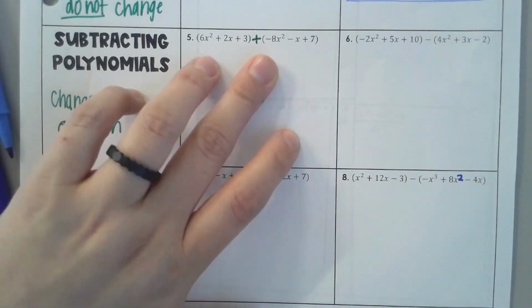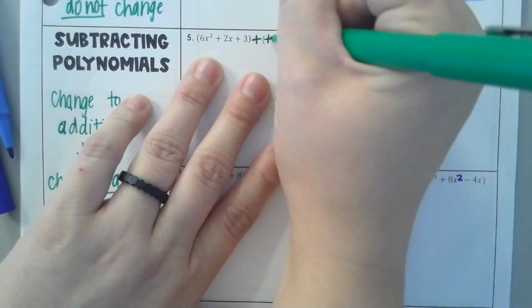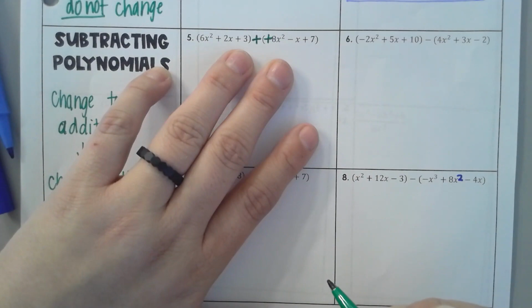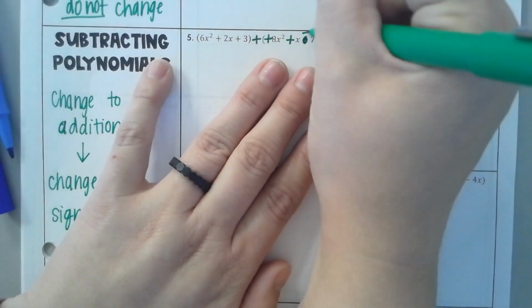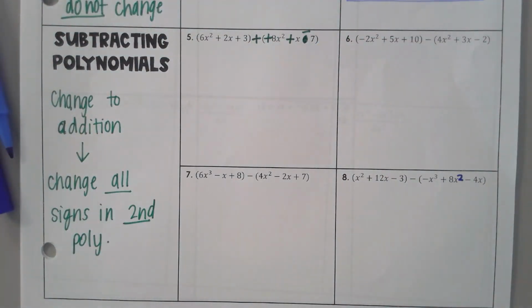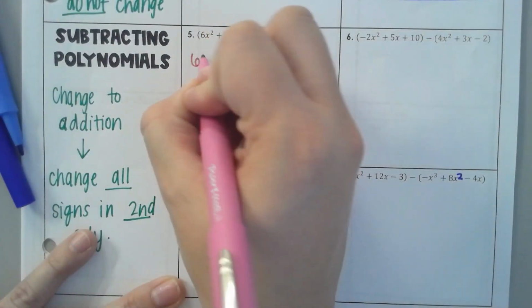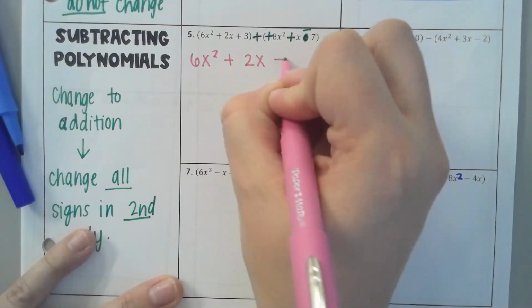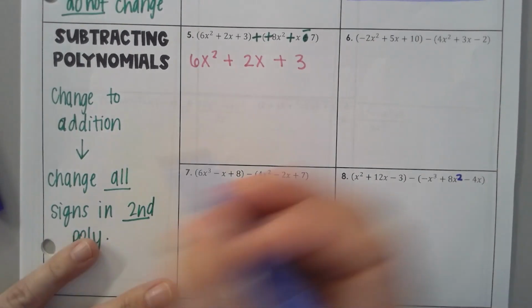So on number 5, I can make this a plus. And I have to change all 3 of these signs. So the negative 8x squared just becomes a positive 8x squared. This minus x becomes a plus x. And this plus 7 becomes a minus 7. And now we have a problem just like numbers 1 through 4. So I'm going to write down my first polynomial. Write down my new second polynomial.